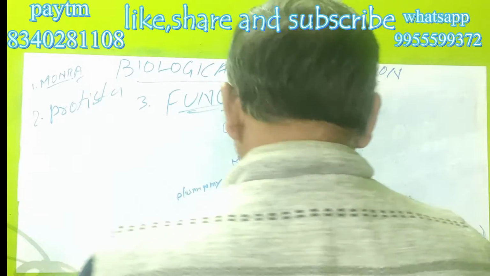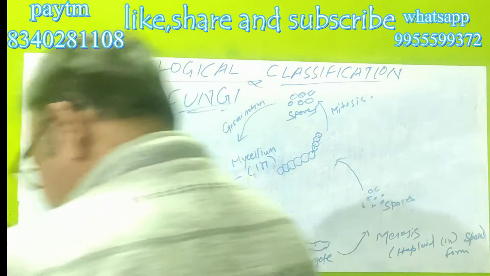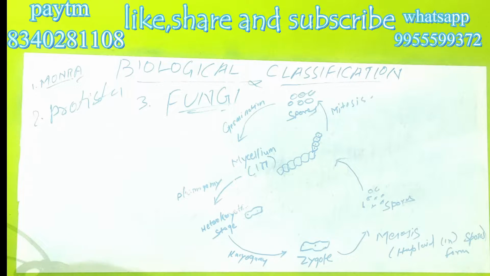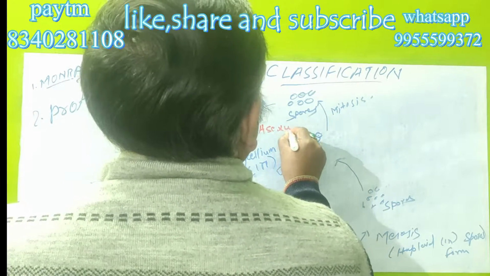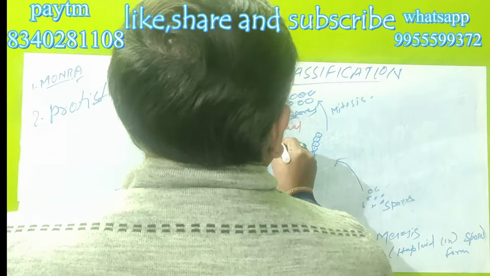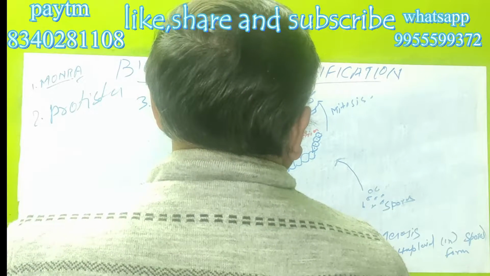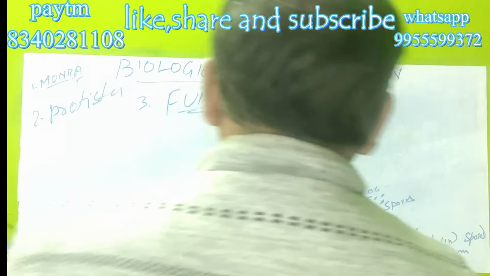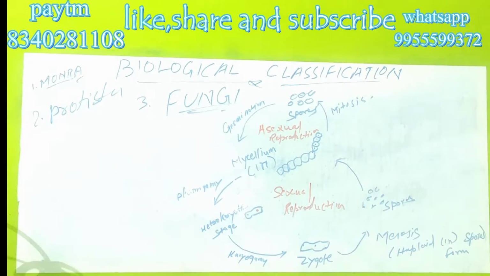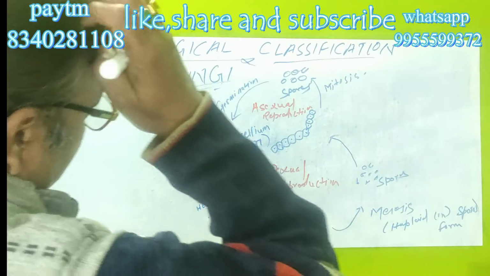mitosis. So in this we find that this is asexual reproduction. This is sexual. So in this we find that there are different stages in the reproduction, asexual reproduction and sexual reproduction.